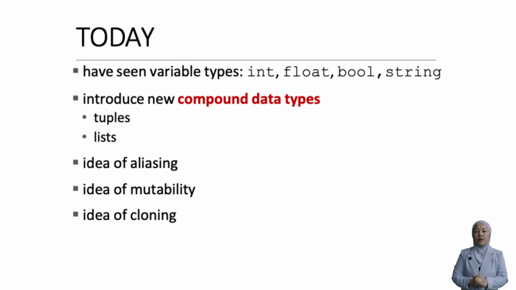So far, you've mastered atomic types: integers, floats, booleans, and strings. Today, we introduce compound data types that can hold collections of items. First, we'll examine tuples, ordered immutable sequences. Then, we'll explore lists, ordered mutable sequences. This distinction leads us to the core ideas of mutability, whether an object can change, and aliasing, what happens when multiple names refer to the same object. Finally, we'll learn cloning, how to safely copy a list to avoid unintended side effects. This knowledge forms the foundation for handling complex data.